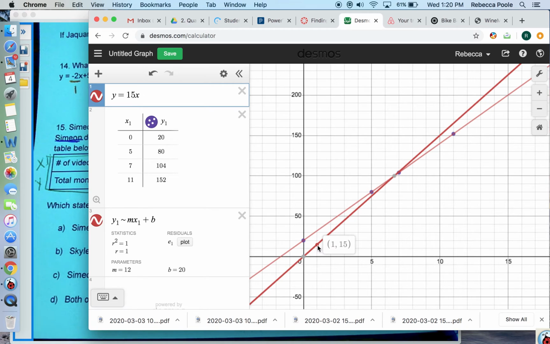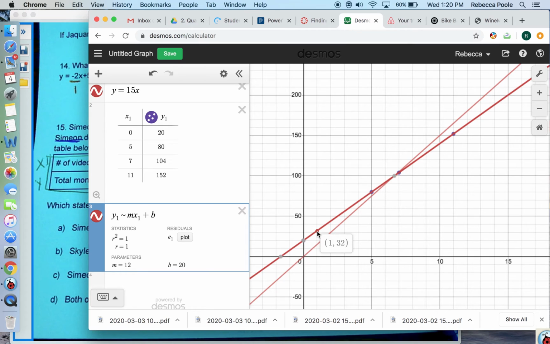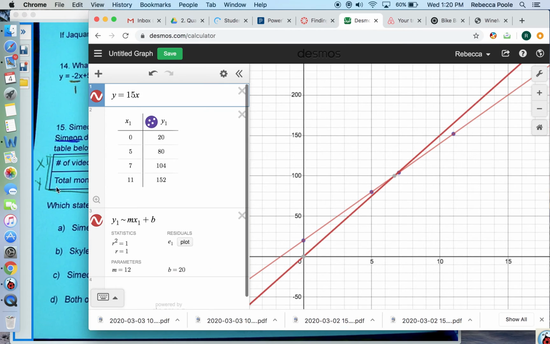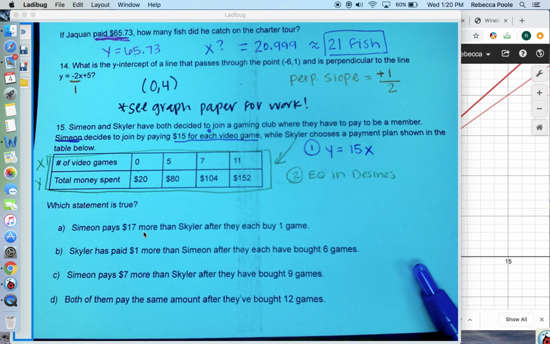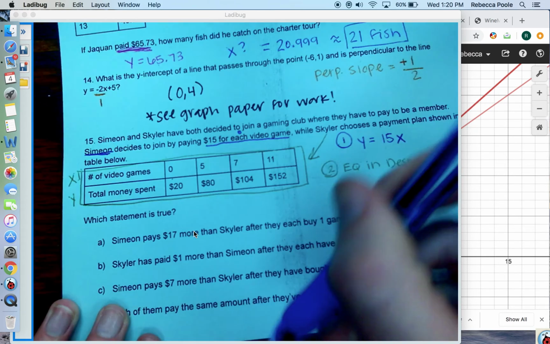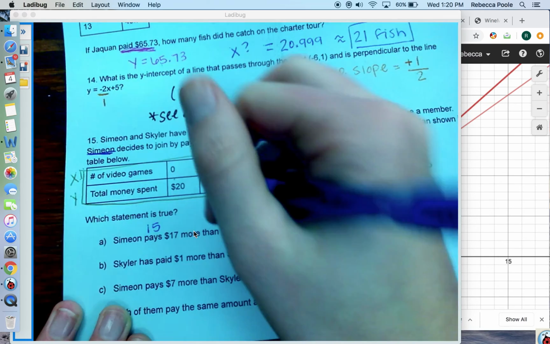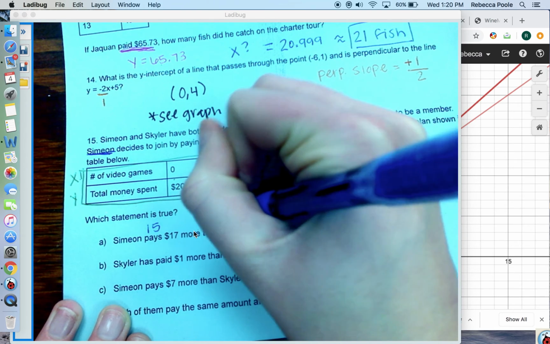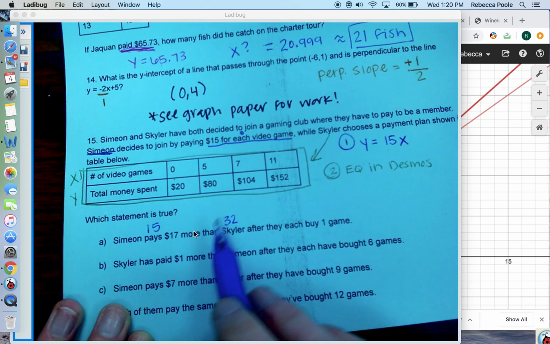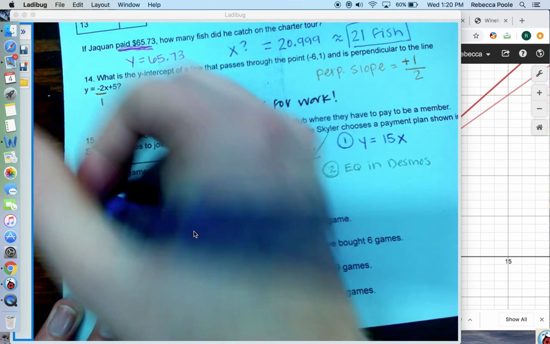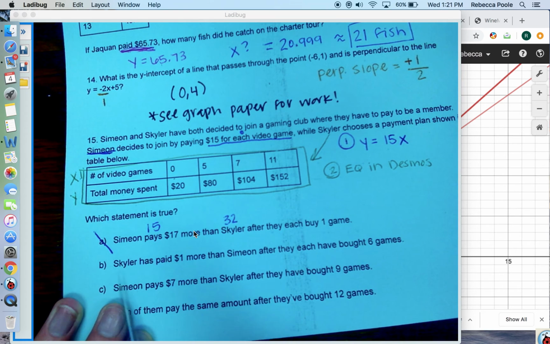Okay, so at one game, remember we're talking about the 15x one because it's highlighted, which is Simeon's. So at one game, Simeon has spent $15, right? And at one game, Skylar has spent $32. So let's go look at that. Simeon pays $17 more than Skylar. Well, at one game, we just said Simeon had paid $15 and Skylar had paid $32. So it does look like somebody pays $17 more, but it's not Simeon. So it's not going to be A because Skylar paid more than Simeon did.